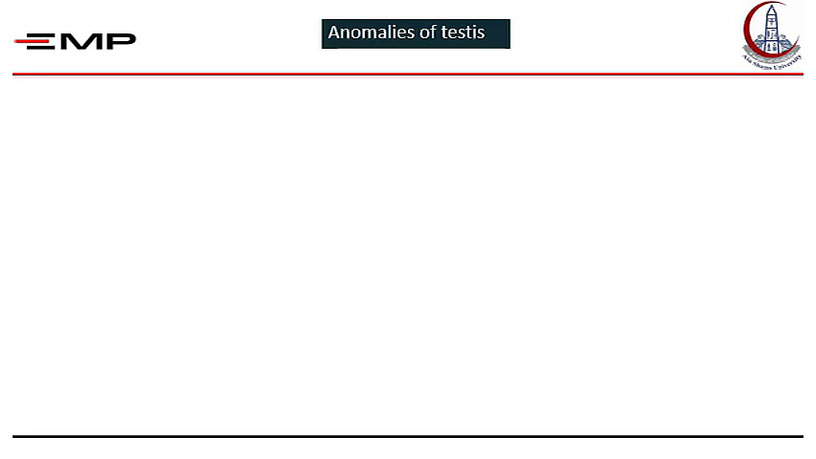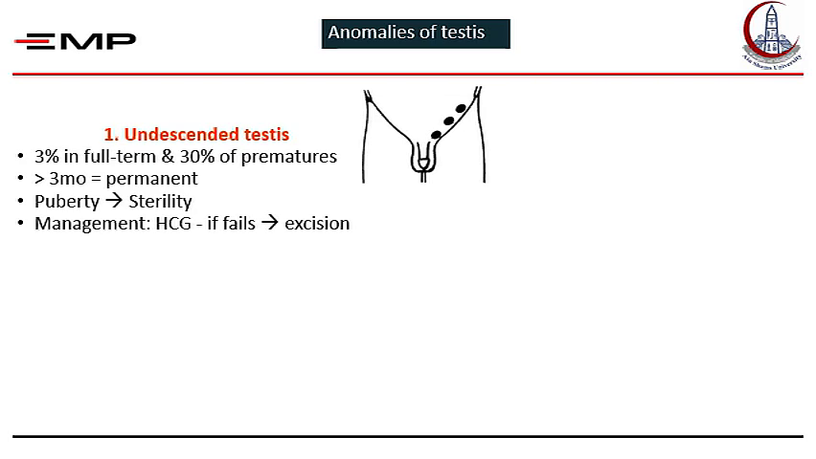The anomalies that may occur to the testis are either anomalies of descent, anomalies of formation, or anomalies of the processus vaginalis. At first, anomalies of descent, we may have undescended testis. Typically, the external descent occurs during the 8th month. The ratio of undescended testis in full term is low. It's only 3%, while in prematures, it is higher. It is 30%. Remember the number 3 here.